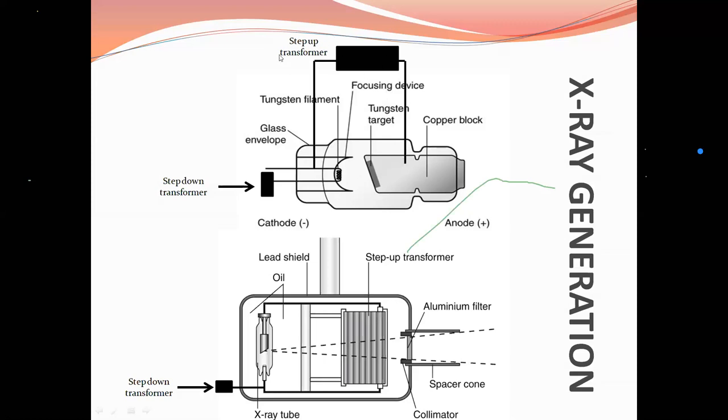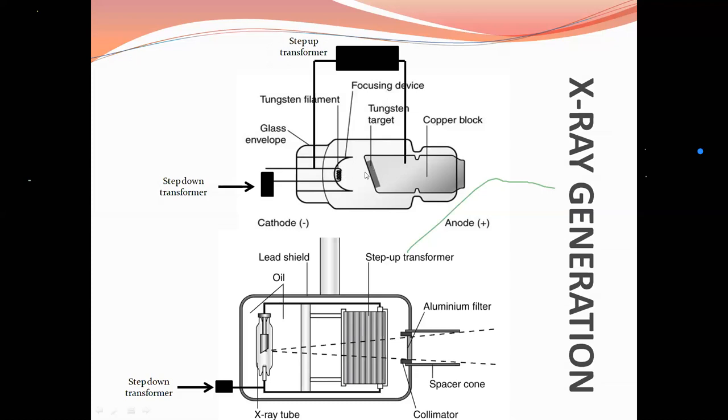Now you will notice that the filament and this tungsten target are connected by another transformer, which is called a step-up transformer. Now, you know that electrons flow from an area of low voltage to an area of high voltage, and creating such an area requires the production of a potential difference. So earlier, we needed to reduce the main voltage from 240 volts; now we need to increase that main voltage so we can create a potential difference in this area. For that, we need a step-up transformer.